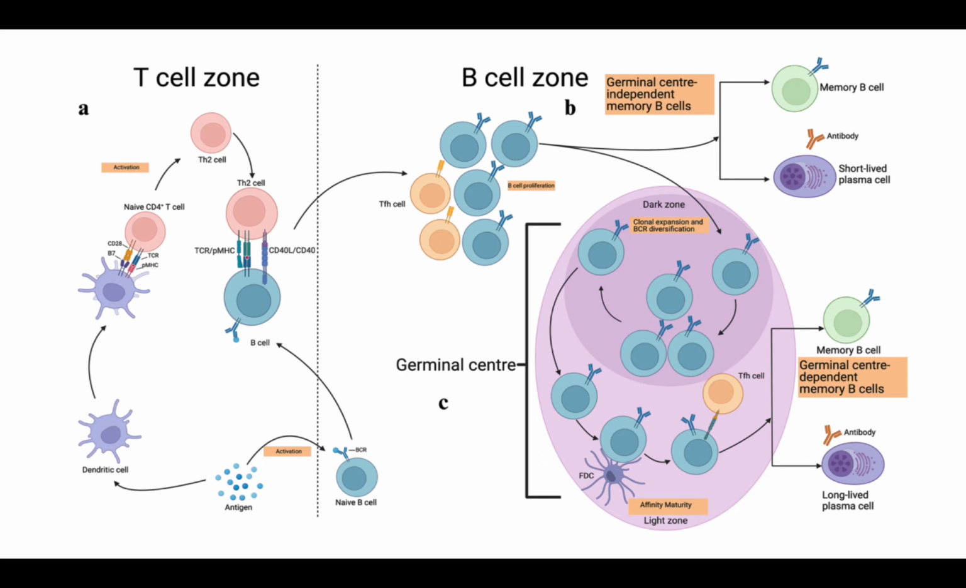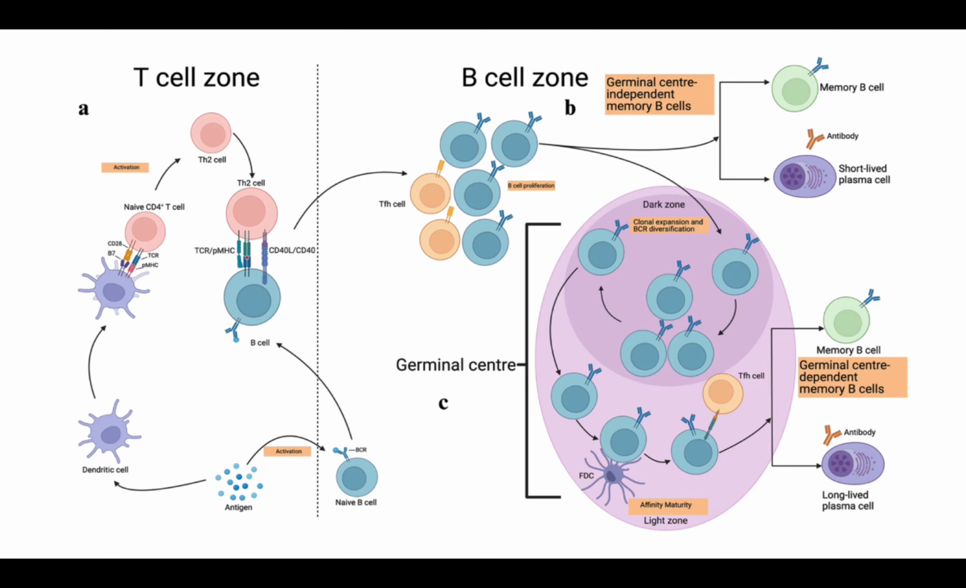T cells and B cells are particularly relevant in fighting the infection when the initial antigen comes and invades the system. When the antigen comes, it activates the dendritic cells, and dendritic cells, with the help of MHC molecules, present the antigen to the naive T cells. That further activates the Th2 cells, and Th2 cells further help in the activation of B cells. And when the naive B cells get activated, they move to the germinal center.